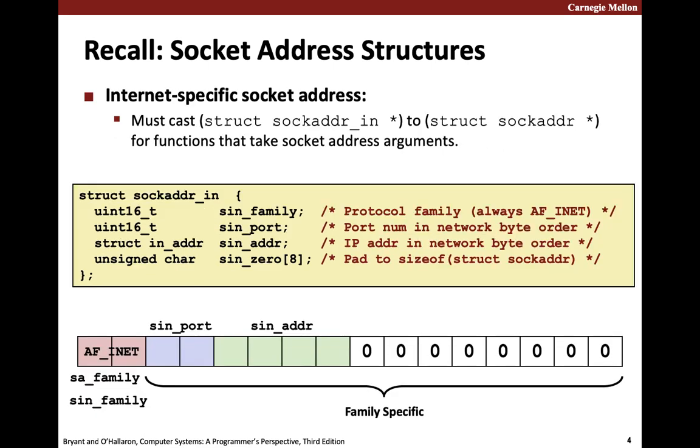Here's the more specific version for IPv4, which is called a struct sockaddr_in. And as it says here on the slide, it must be cast to a struct sockaddr to be passed in for its use. Okay, but this contains the family, the port, and the address. And if being used as an argument to connect, then this is going to be the destination port and address that we're looking for.